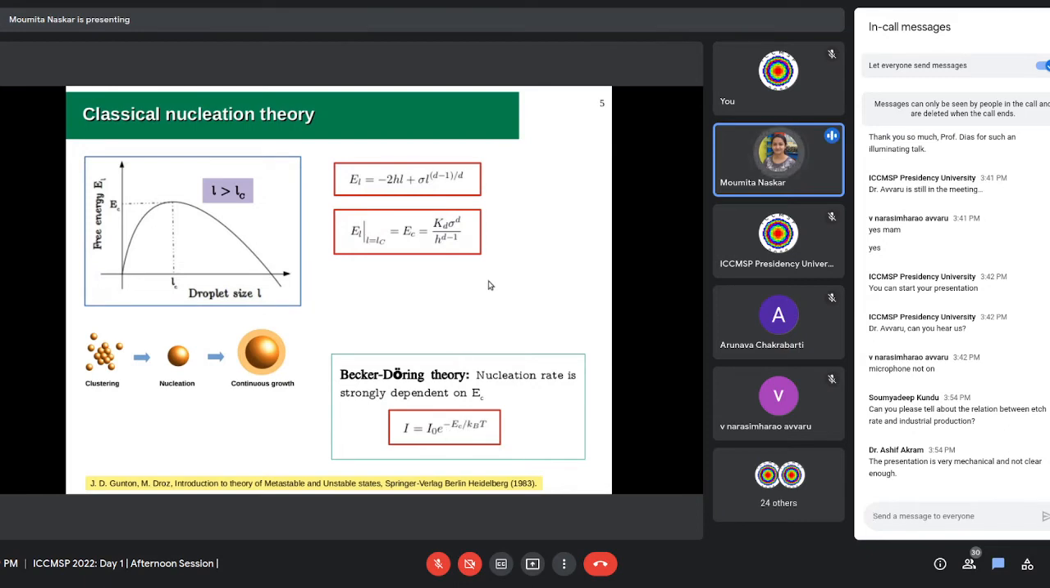This is a very brief theoretical background of metastability, but in this work we have actually done simulational studies.